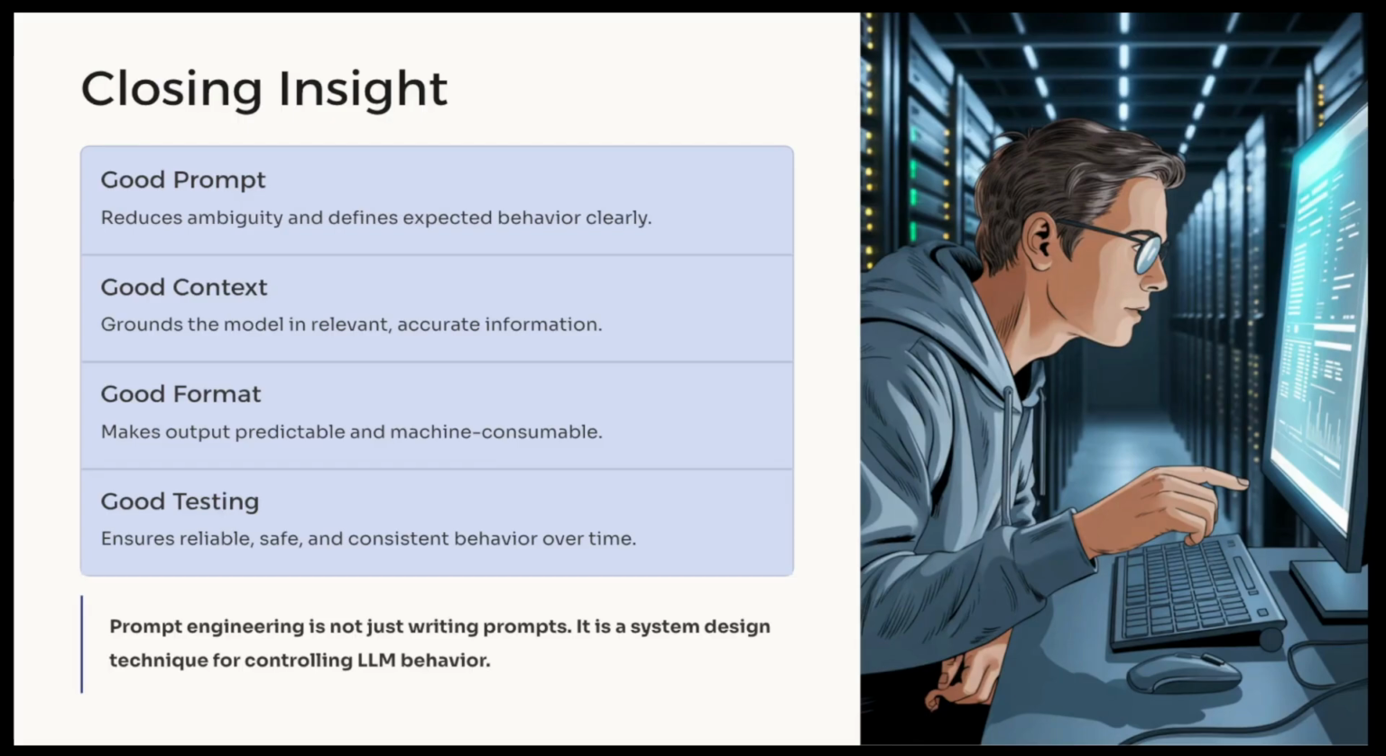To summarize, prompt engineering controls LLM behavior through role, task, context, constraints, output format, examples, testing, and validation. A good prompt reduces ambiguity. Good context provides grounding. A good format makes output predictable. Good constraints reduce hallucination. And good testing makes behavior reliable. The final insight is this: prompt engineering is not just writing prompts. It is a system design technique for controlling LLM behavior.